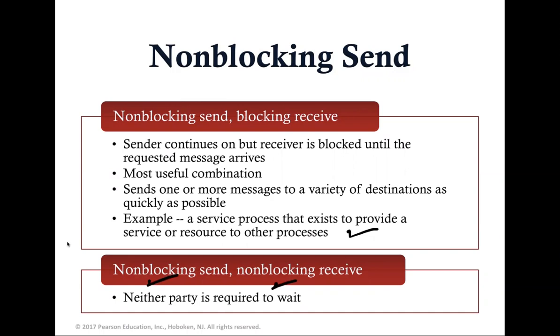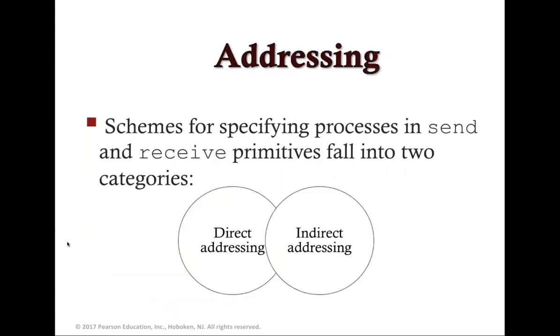Another design issue that arises in message passing mechanisms is related to addressing. Clearly it is necessary to have a way of specifying, in the send primitive, which process is to receive the message. Similarly, most implementations allow a receiving process to indicate the source of a message to be received. The various schemes for specifying processes in the send and receive primitives fall into two categories: either direct addressing or indirect addressing.